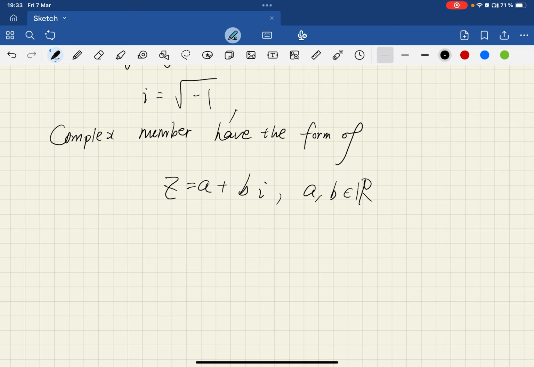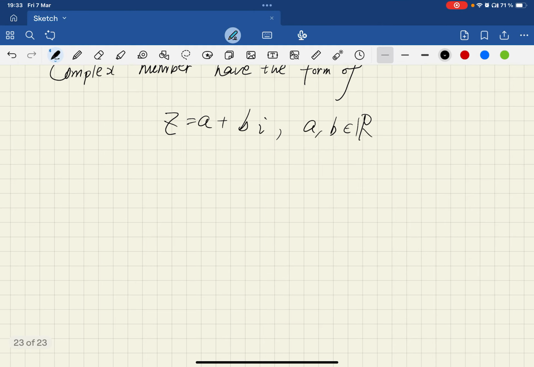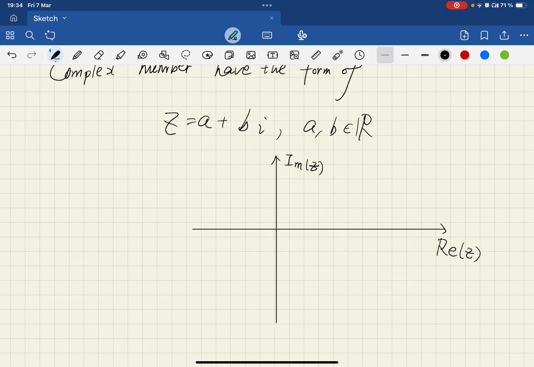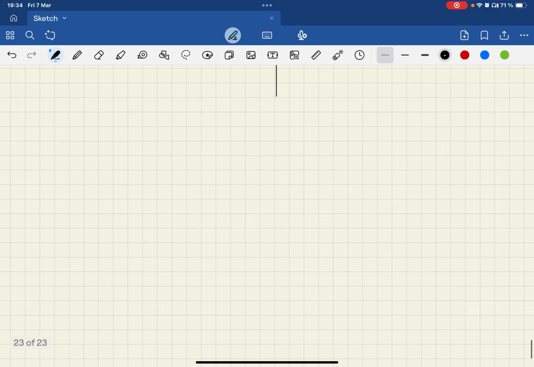And you can draw any number z as a vector in a plane where we can see this is the imaginary part of z, this is the real part of z, and this is z, denoted with a combination of two numbers a, comma b in our plane.